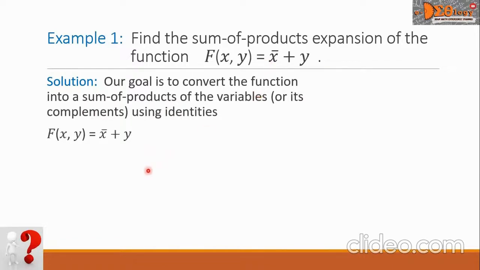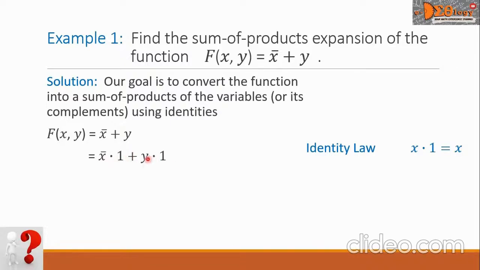For our step 1, we're going to show that each of these variables is a product of 1 and itself. So it will be x bar times 1, then plus y times 1. This idea is coming from the identity law that says x times 1 equals x. We have two products now. In our first product, x bar times 1, we can see that there is no variable y in the first product. We're going to introduce now a variable y to replace the number 1.